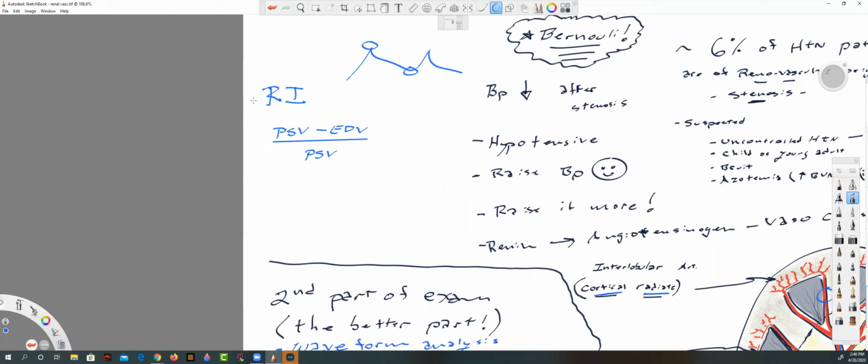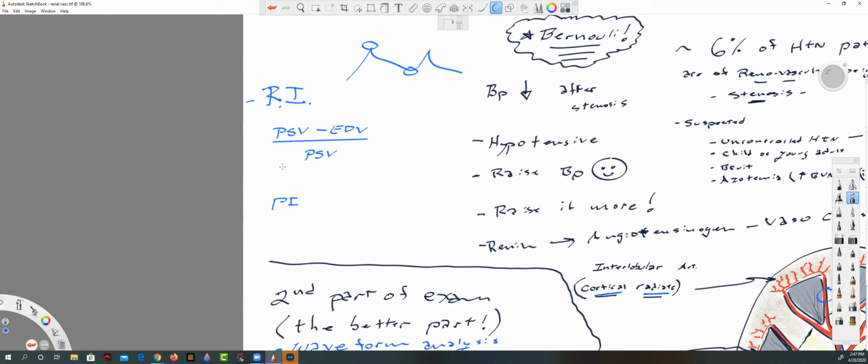There's resistive index. There's the pulsatility index. That's PI. I don't know if that's actually right here. Which formula is that one? No. The one you already wrote out. Oh, this is resistive index, RI. And so for kidneys, that's what they use.